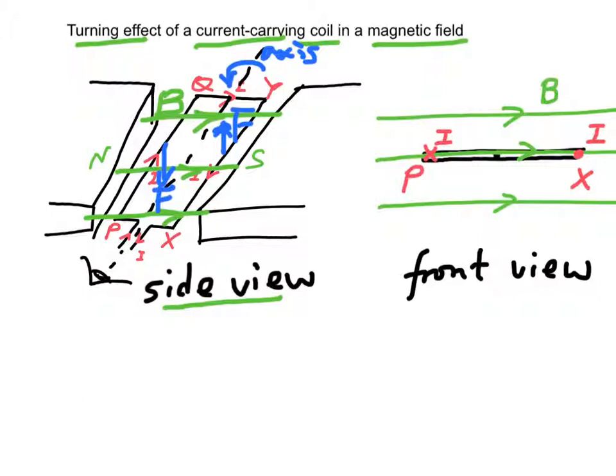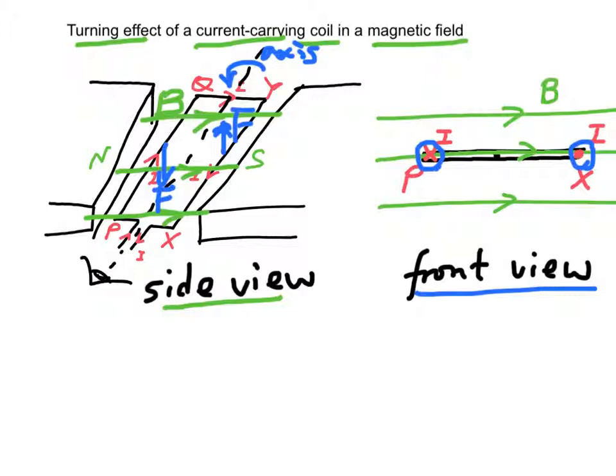Now let's consider the front view. From the front view, we see that along PX, the current at P is into the plane of the paper, and the current at X is out of the paper.